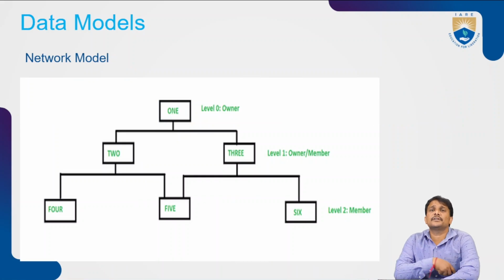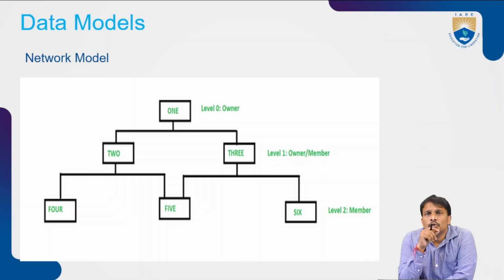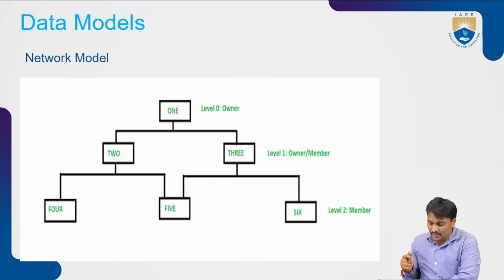See the example for the network model. In this example, level 0 is the only owner in this network, which consists of level 2 and 3. This is level 1. Level 1 commonly has the number 5. Then it forms the network. So this is the example for the network model.